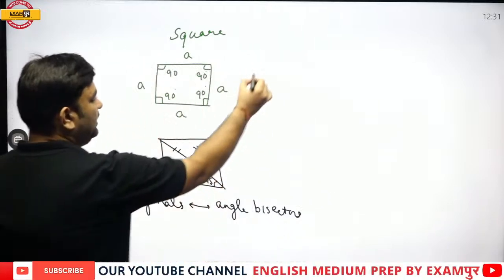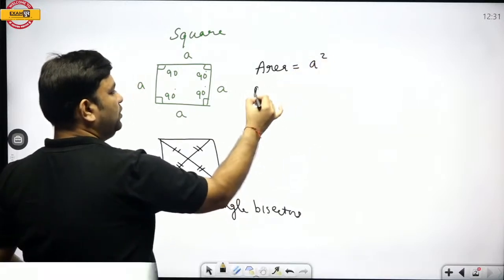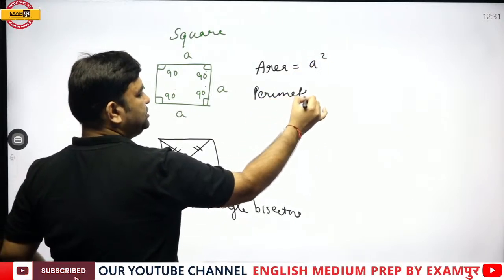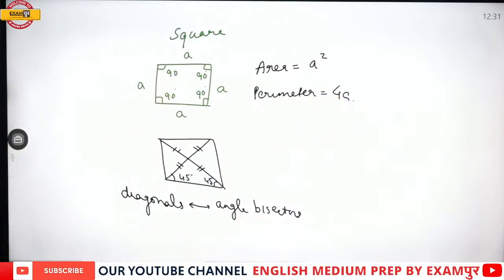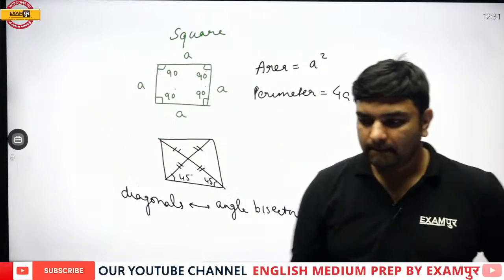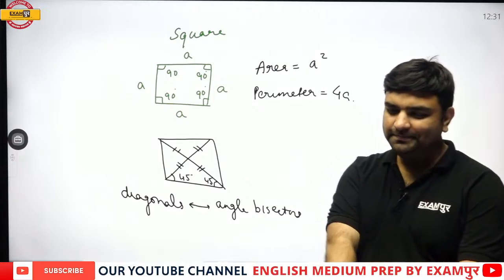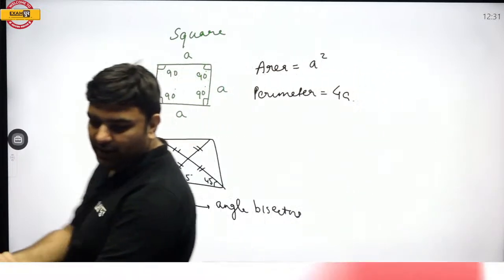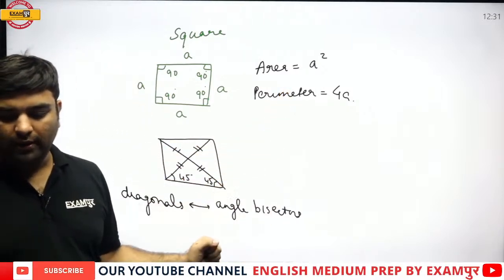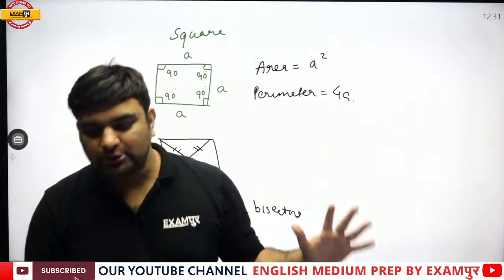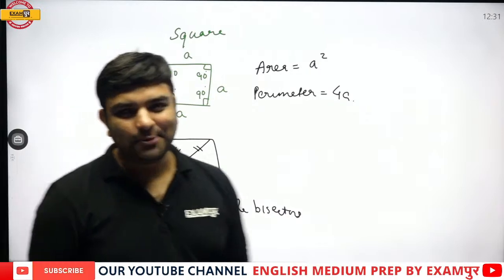Area, everyone knows, is a square. And perimeter, everyone knows, is 4a. What else? Diagonals are angle bisectors as well. Each and every side equal, each and every angle equal. Area a square, perimeter 4a. What can I tell you more, guys?